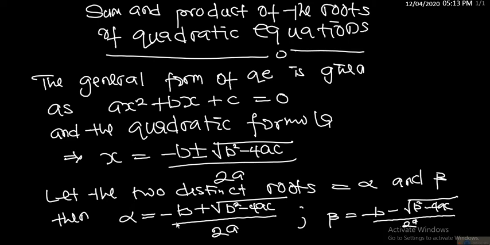Then alpha, the first root, is minus b plus root b squared minus 4ac over 2a, and beta, the second root, is given as minus b minus root b squared minus 4ac over 2a. Okay, with these roots we can generate what we call the sum and product of the roots as follows.